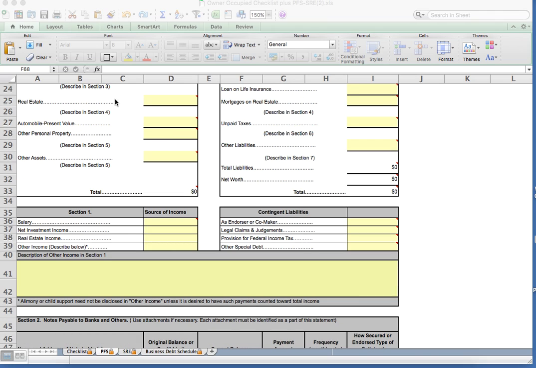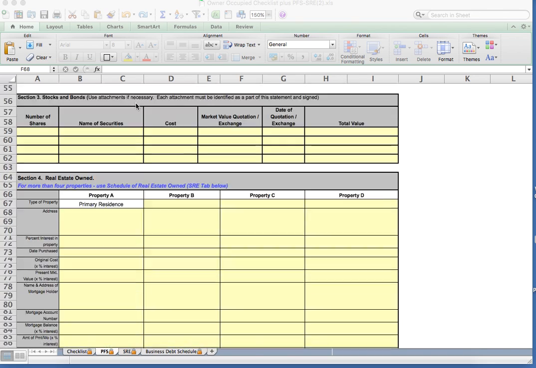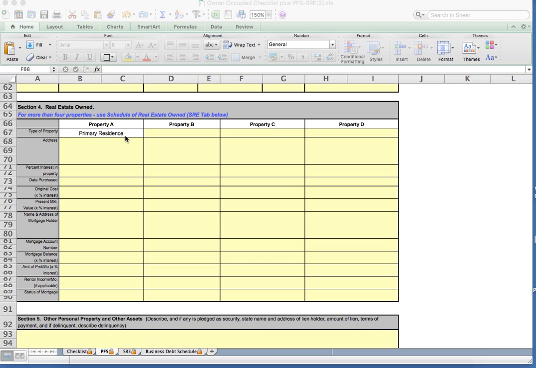The next section is the real estate. So what you will do here is you will actually go down to section 4 of this statement and you will identify all of the property information over here, such as the address, the percent interest that you own in the property. This is really important because, again, we need to know if you own a piece of real estate as an investment, do you own 100%?